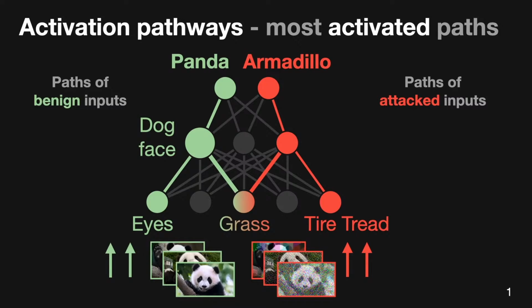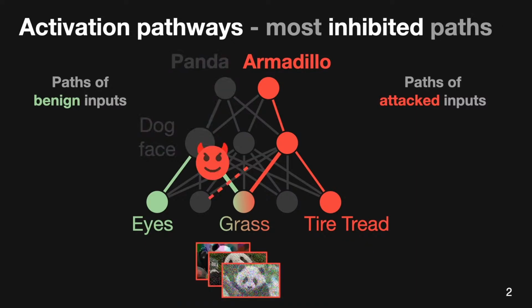To understand how the attacks manipulate the neurons and the paths inside the models, Bluff visualizes the activation pathways of both benign inputs and attacked inputs. That is, Bluff finds and visualizes the most activated pathways given benign and attacked input data.